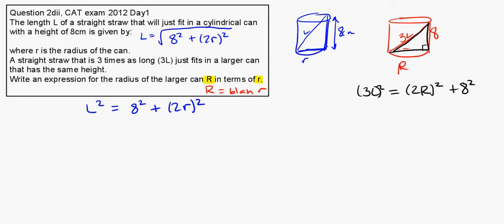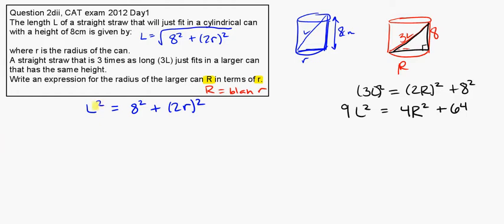So I'm going to use a trick here of substitution, where if I know that L squared is equal to 8 squared plus (2r) squared, I can substitute that into this equation if I have an L squared. So if I simplify out this first bracket here, I'm going to put the power onto both of those. So that's going to become 9L squared is equal to, go ahead and expand out this bracket while we're at it. So 2 to the power of 2 is 4R squared plus 64. And now I see that I've actually got an L squared in here.